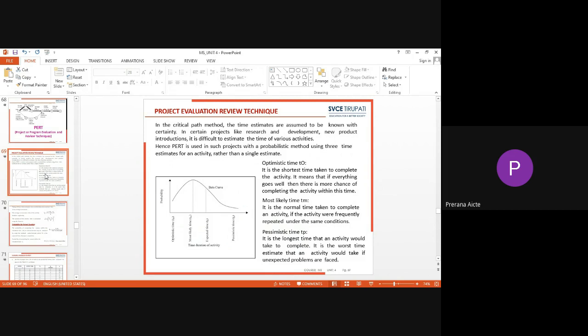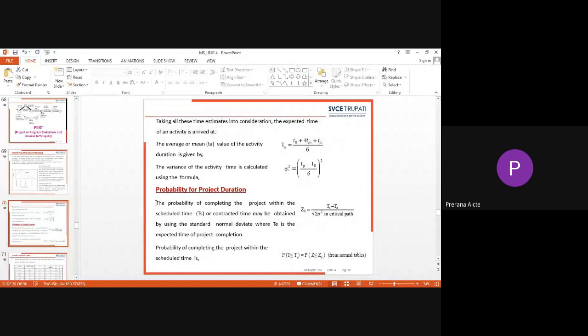For this, we also need certain expressions for calculating the average time, that is the mean time, and also for calculating the variance, especially the variance needed for the activities which are involved in the critical path, such that we can estimate the probability of completing the particular project and its duration. Then the expressions which are used for this purpose in project management are the most important formulas.